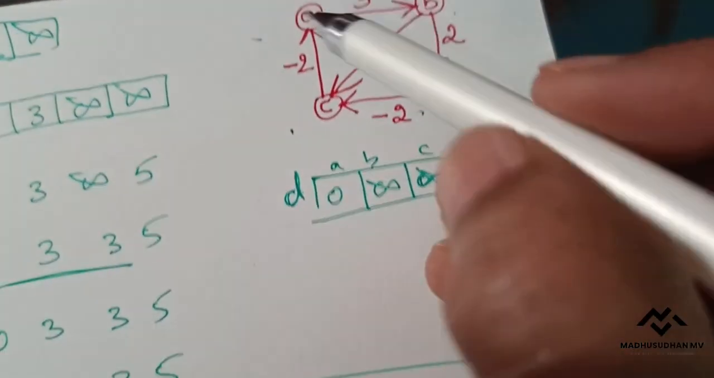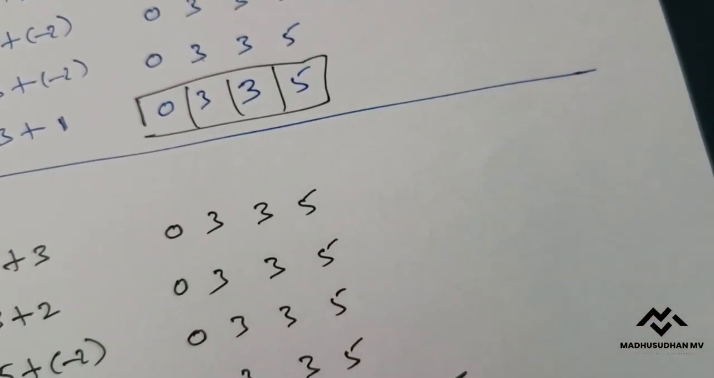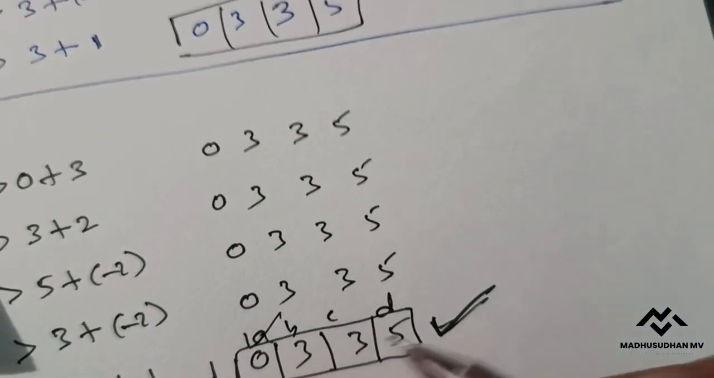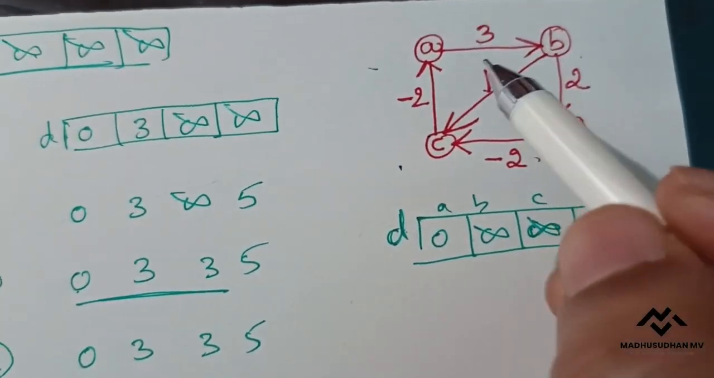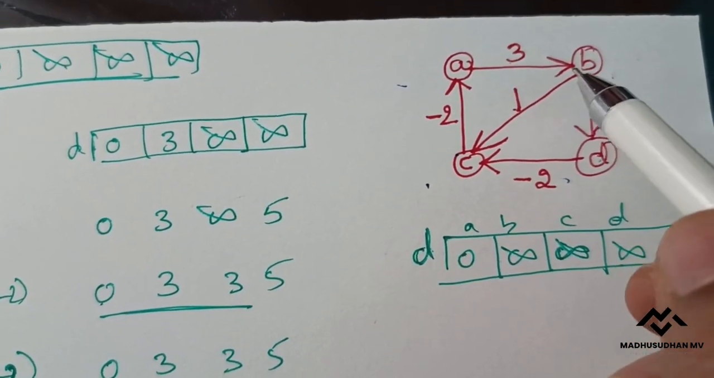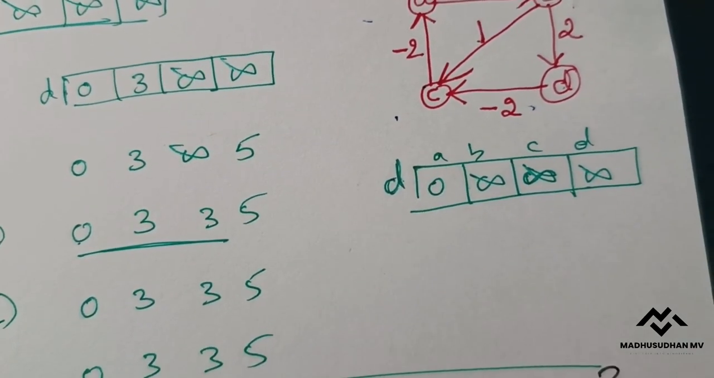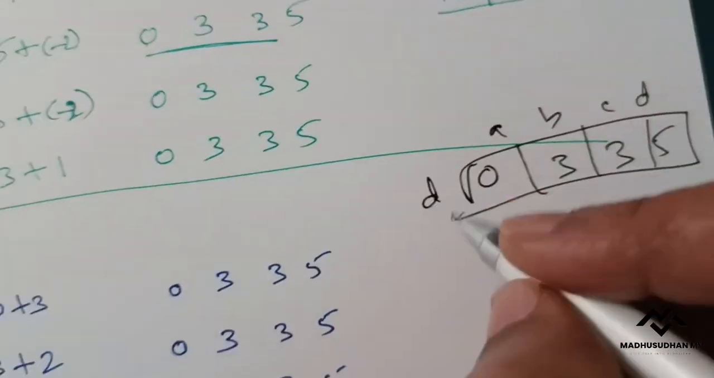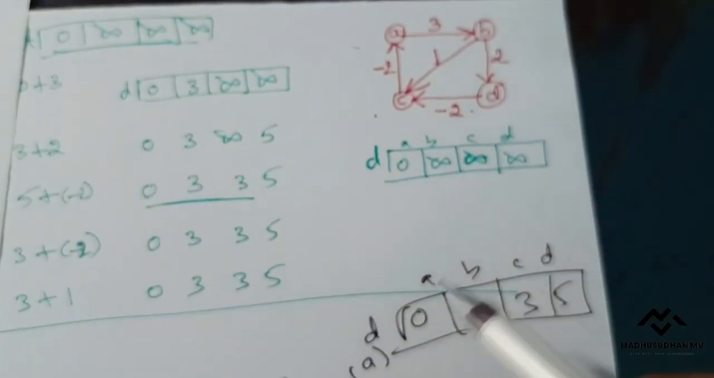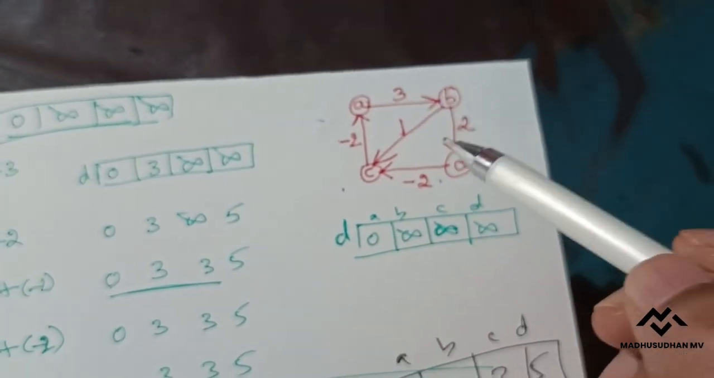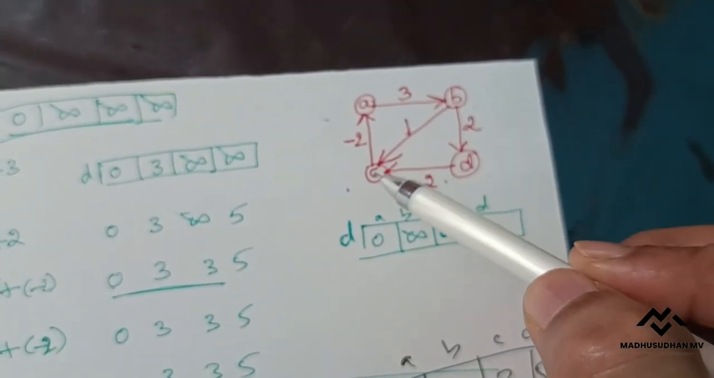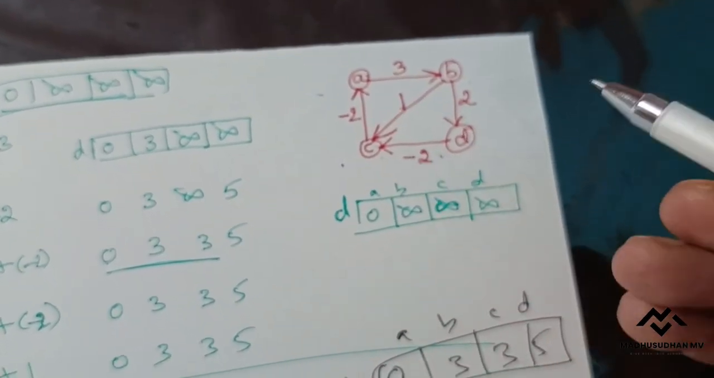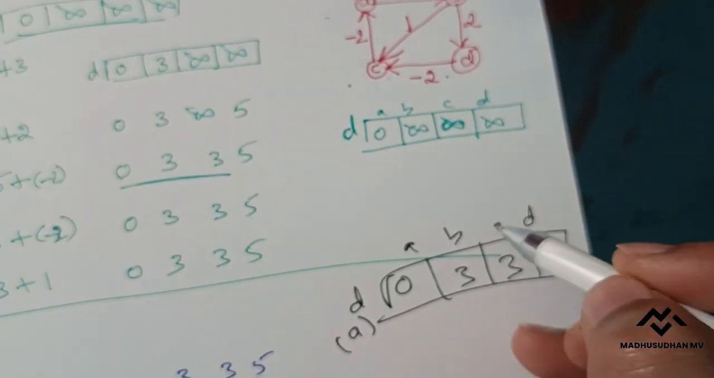See, A to A is 0. That is fine. A to B: this is A, B, C, D. The distance from A to B is 3. There is no other path; I can reach B only from A, so the distance is 3 only. This is what we got, right? From the source vertex A: A to A is 0, A to B is 3. For A to C, if you come like this, it is 4. If you come like this, it is 4. If you come like this, 3 plus 2 is 5, 5 minus 2 is 3. So the distance of C is 3. So this is also fine.